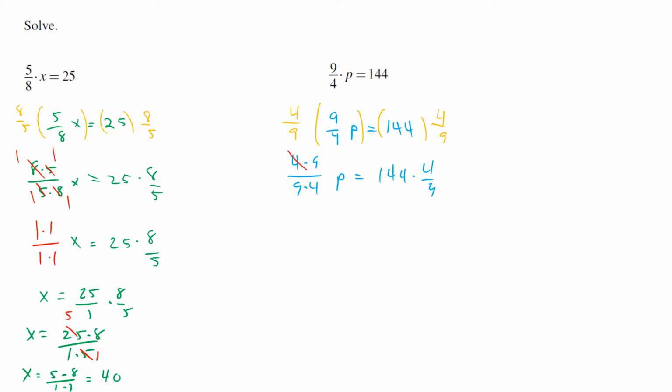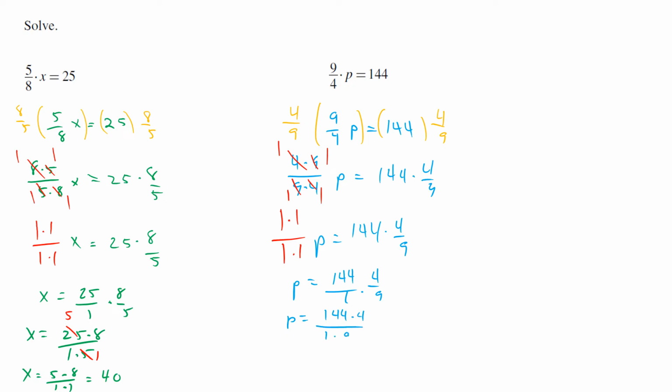4 divided by 4 is 1. 4 divided by 4 is 1. 9 divided by 9 is 1. And 9 divided by 9 is 1. So we end up with 1 times 1 over 1 times 1 times p equals 144 times 4 over 9. So on the left side, we get just p, and then we have 144 times 4 over 9, so we want to write that as 144 over 1 times 4 over 9. So p equals 144 times 4 over 1 times 9.